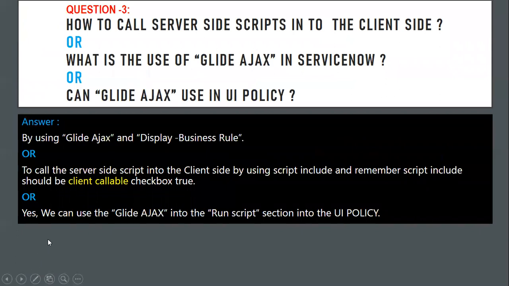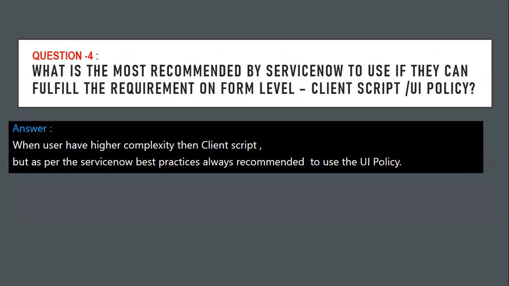Next question. How do you call server-side scripts from the client side? Or what is the use of GlideAjax in ServiceNow? Or can GlideAjax be used in a UI policy? My answer would be: by using GlideAjax and a display business rule, or to call the server-side script from the client side by using a script include. And remember, the script include should have the client callable checkbox set to true. And yes, we can use GlideAjax in the run script section of the UI policy.